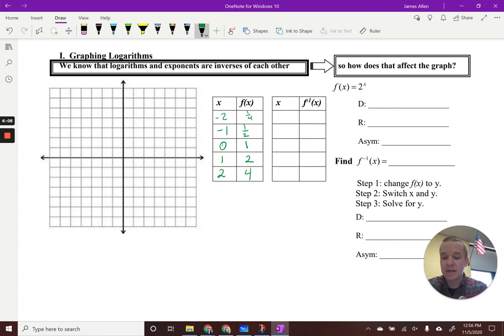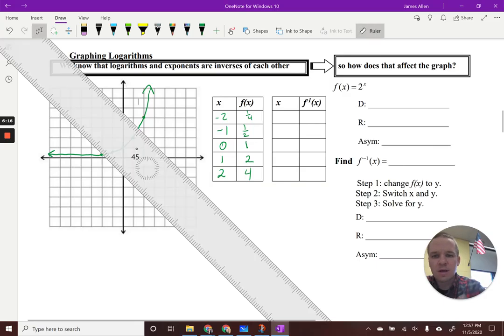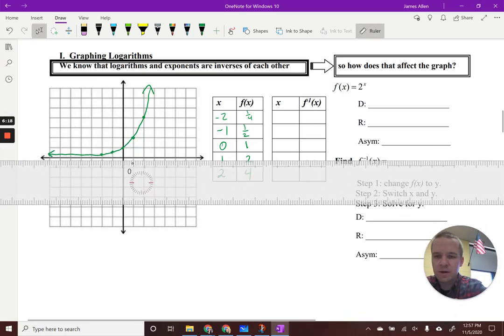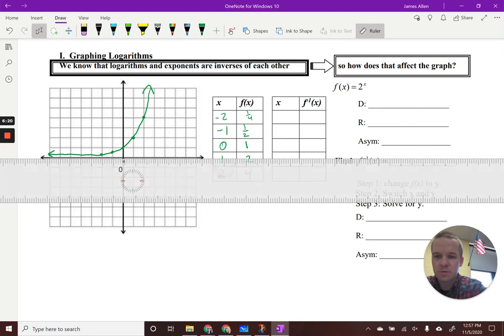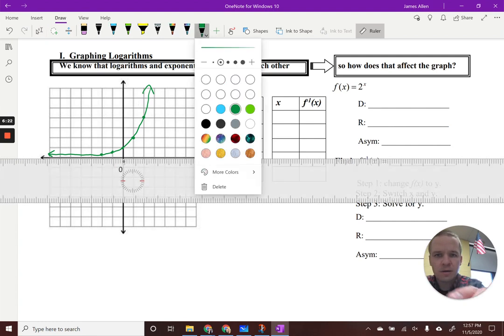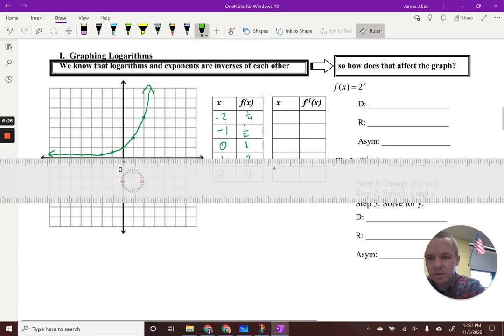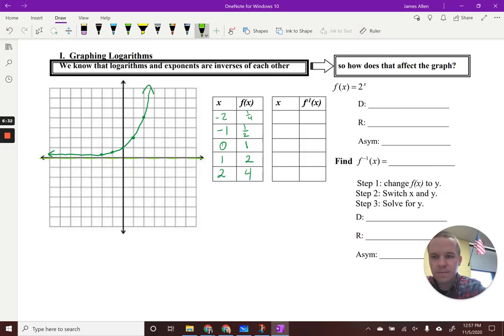All right, let's go ahead and plot those. And there we have it. And remember, there is that horizontal asymptote here at y equals 0. I'm going to use my ruler there, and I'm going to draw in that asymptote. Let's go with a lighter green for the asymptote, maybe. Lovely. There is my horizontal asymptote.